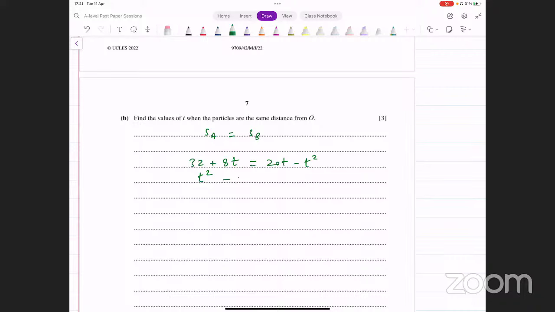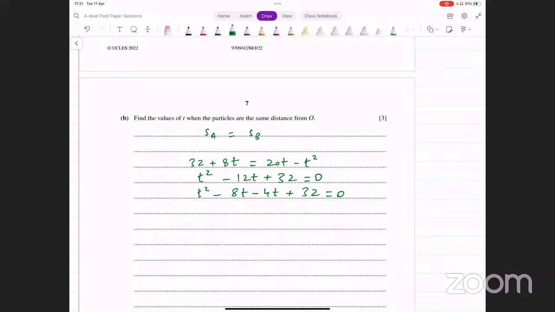It becomes t squared minus 12t plus 32 equals 0. Can we factorize this? 32 is 8 times 4. So we can say this is t squared minus 8t minus 4t plus 32 equals 0. You have to show this working. Do not write down the answers directly. You will not get marks if you do that. Make sure you show the working, either by factorizing or by inputting values in the quadratic formula.